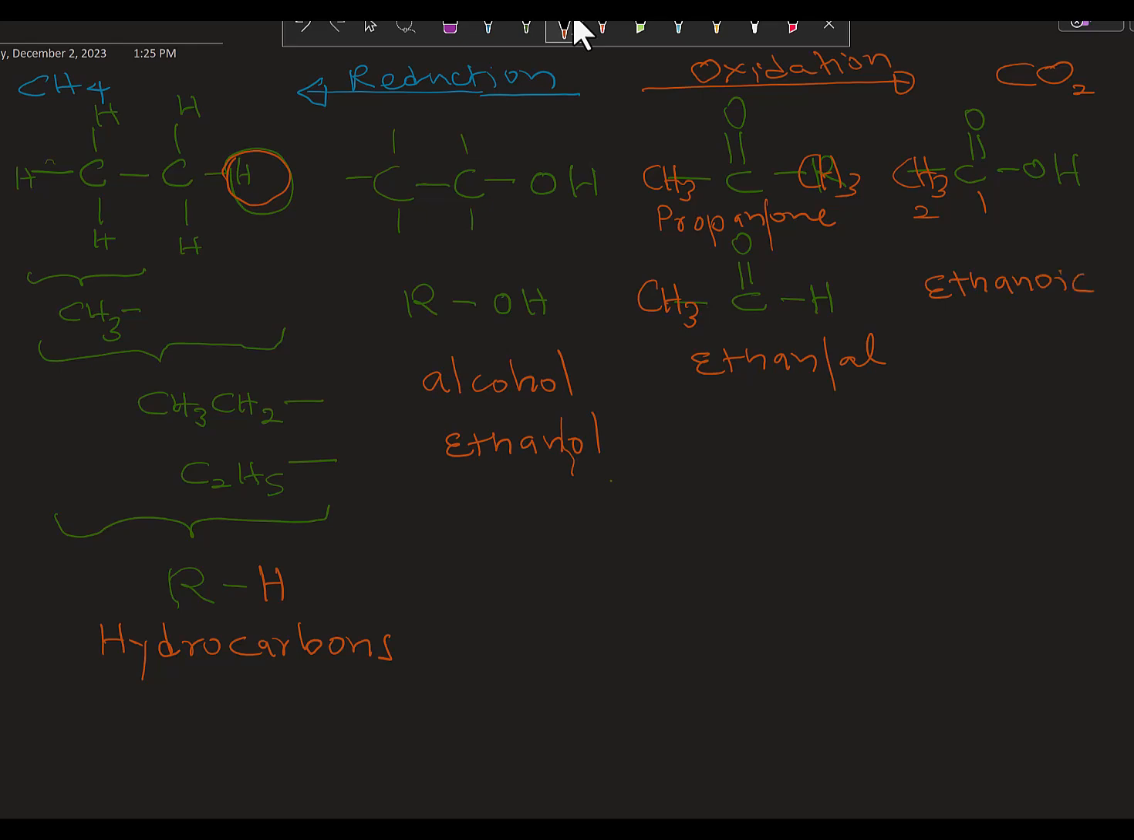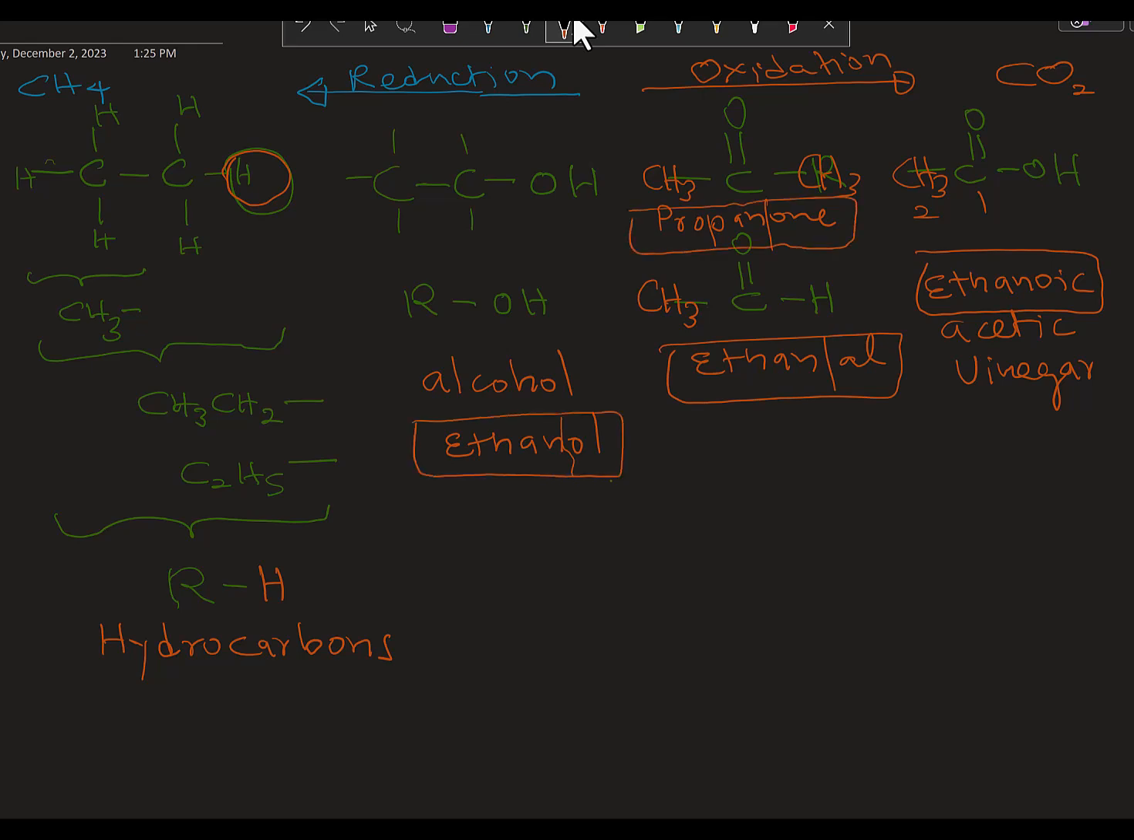And then the last one, with 2 carbons, is ethanoic acid, but this also has the common name acetic acid, and it's what's the ingredient in vinegar, right? So I'm just putting a square around the IUPAC names: ethanol, ethanal, propanone, and so on, right?